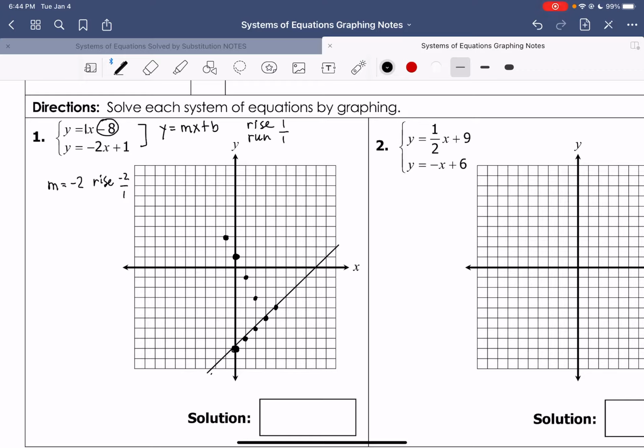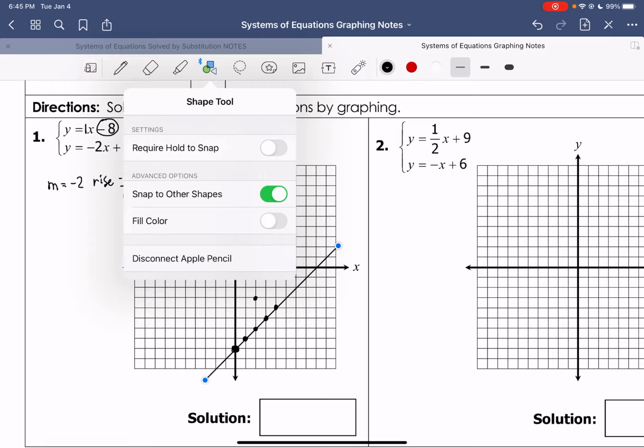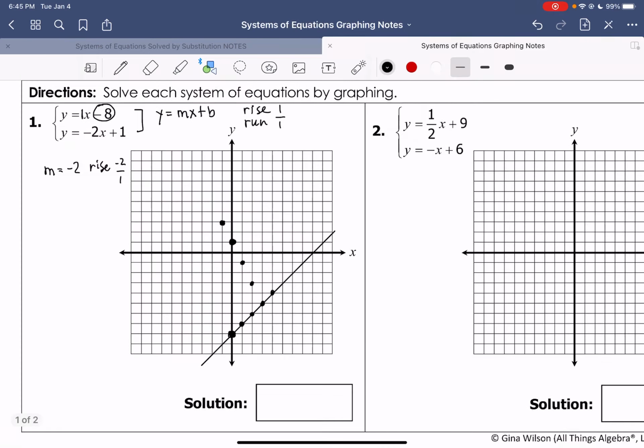Move this line over a little bit. There we go. It's a little better. So now, as we see here, we have our line that's going through these points.